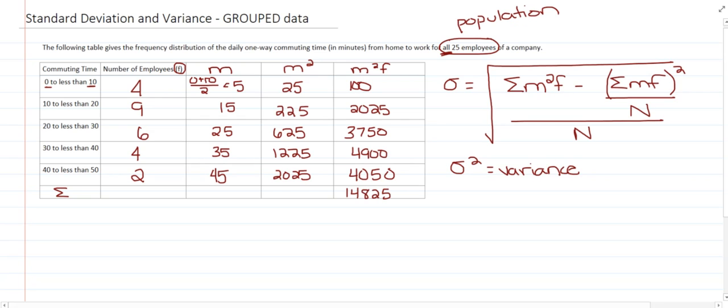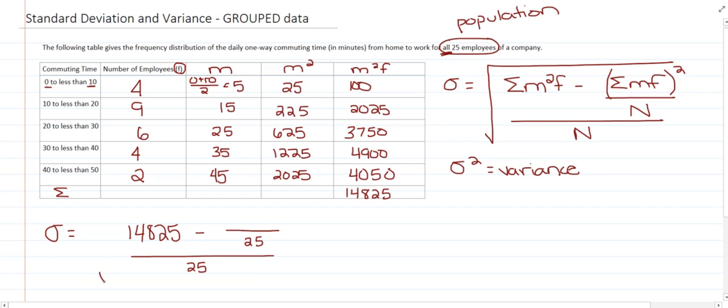Okay, so that part of my formula is filled out, so I'm going to put that over here. Starting in the numerator, 14,825 minus the sum of the midpoint times the frequency, squared, over n. Well, I can go ahead and find n. That's the total population size, which it tells us here is 25. And then that is going to be also over n.